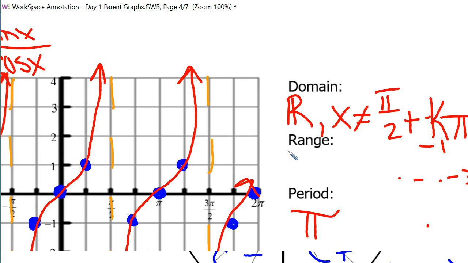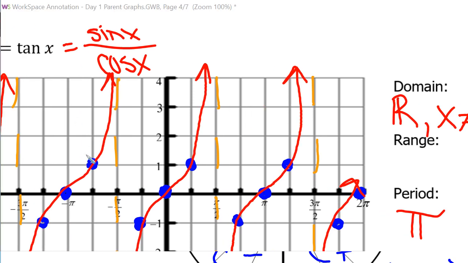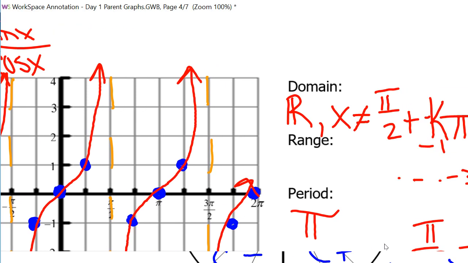This would be pi over 2 minus pi, which would be pi over 2 minus 2 pi over 2. And what does that equal? Negative pi over 2. And do we have a vertical asymptote at negative pi over 2? Yes.